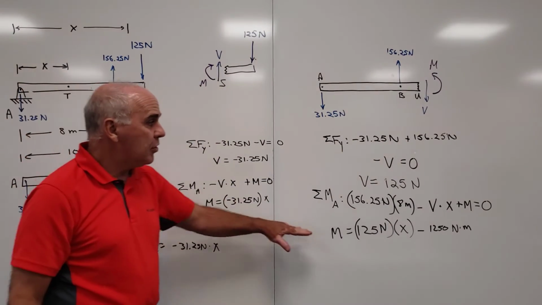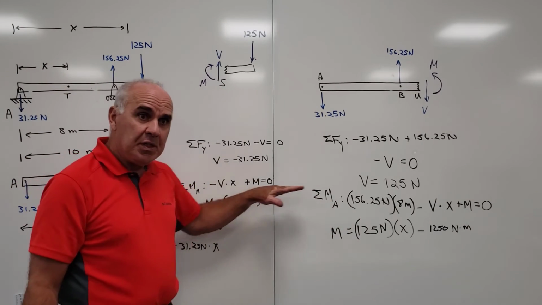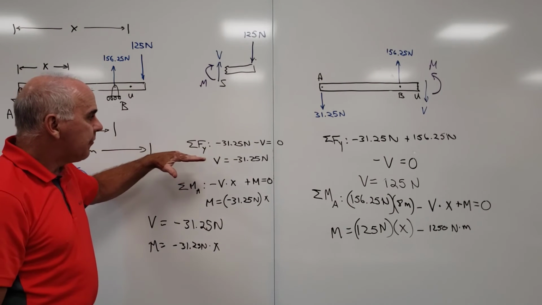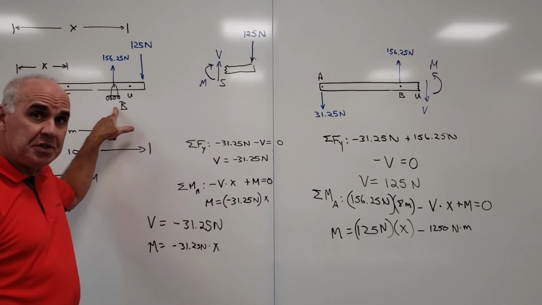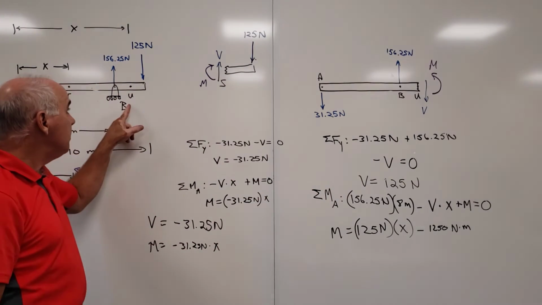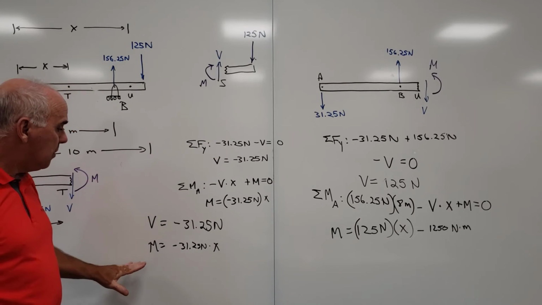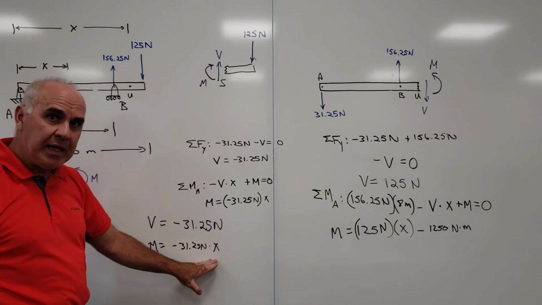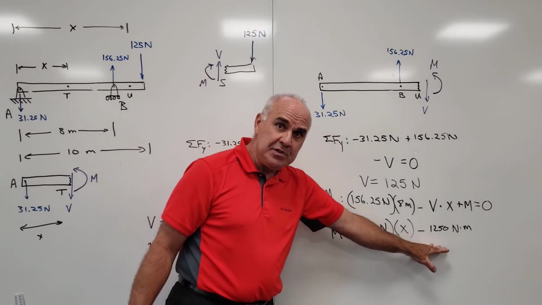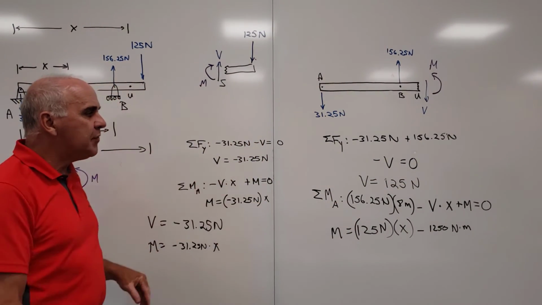But we see that in both locations. Also notice these are piecewise functions, right? They are piecewise functions. The shear force is negative 31.25 newtons for any point left of position B, but it's 125 newtons for any position to the right of position B. And then the moment is negative 31.25 newtons times x to the left of position B, but it's 125 newtons times x minus 1250 newton meters to the right of position B. Okay, so those are piecewise functions.